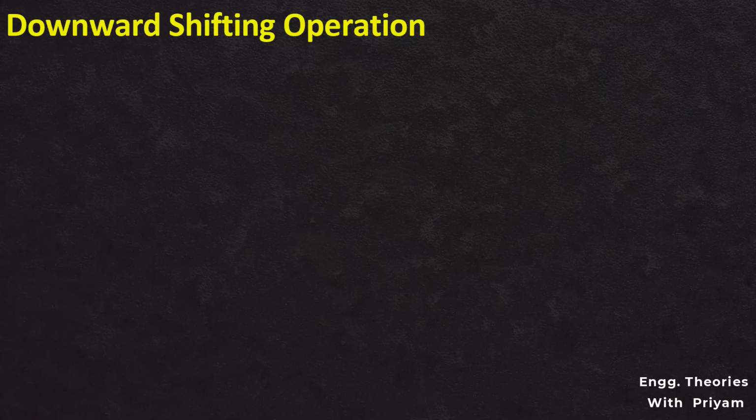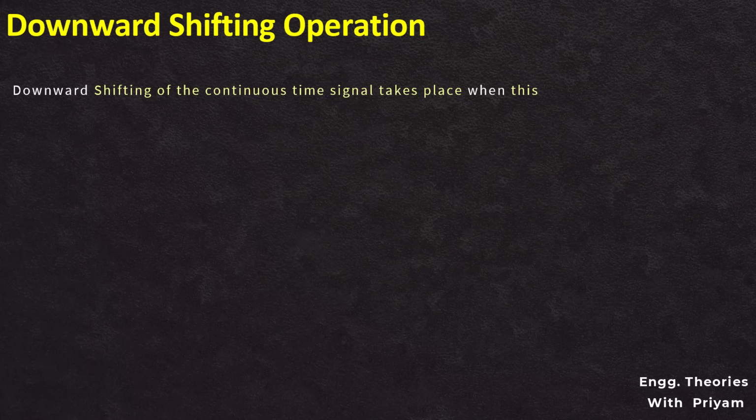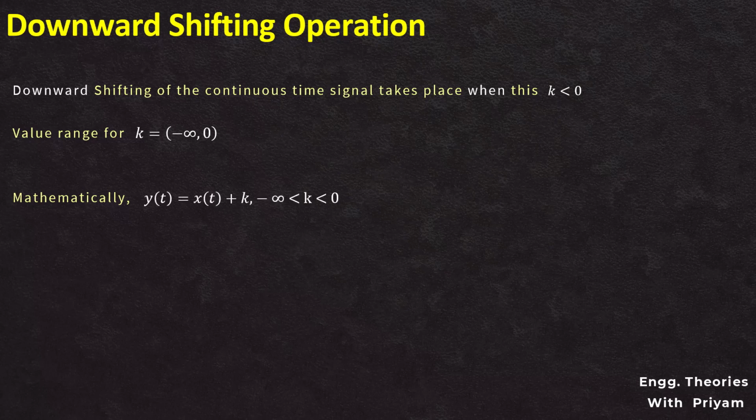Now let's see the condition for the downward shifting of the continuous time signal. Again, amplitude shifted version of the continuous time signal x(t) can be expressed as y(t) is equal to x(t) plus k, where k cannot be equal to 0. Downward shifting of the continuous time signal takes place when this k is less than 0. If this condition is true, then k will have the value range from minus infinity to 0, or possible values of k will always be negative and less than 0. So mathematically, it can be shown as y(t) is equal to x(t) plus k, where k lies between minus infinity and 0. When k is equal to 0, no change takes place in the signal.